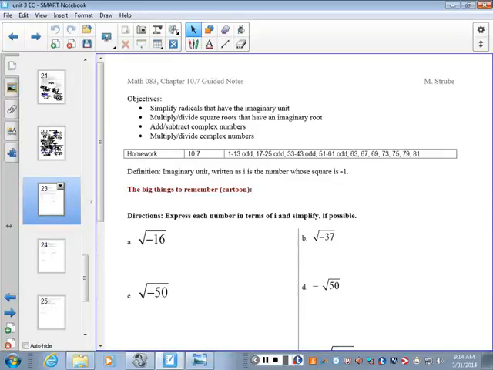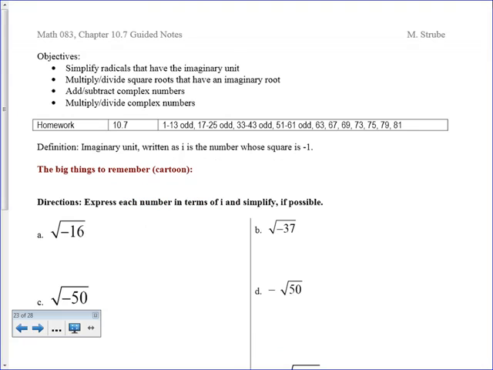Okay, so 10.7, we're going to start dealing with our imaginary numbers, the imaginary unit and complex numbers, which sounds bad. Most of it's pretty easy. It's either directly based on what we've done already or very similar to things we've done in the past. So there's two important things to remember for 10.7. If you remember these two things, you'll be pretty set.